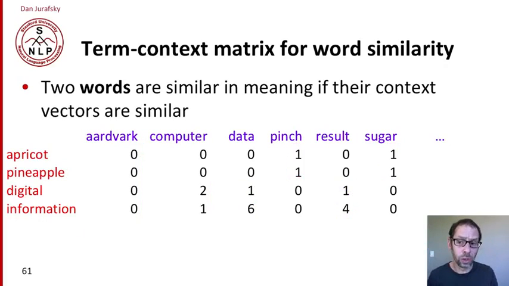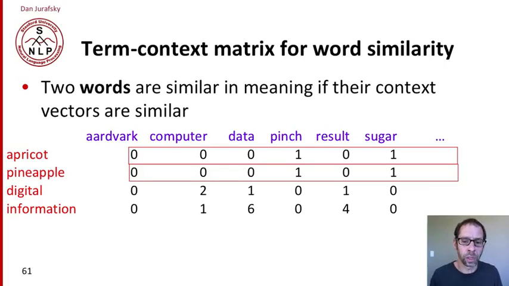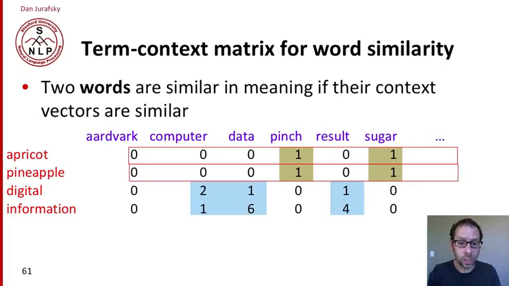Now again, we say two words are similar in meaning if their context vectors are similar. So apricot has a 1 for pinch and a 1 for sugar. Pineapple also has a 1 for pinch and a 1 for sugar and 0 for computer and data. So that tells us that probably these words are similar. Whereas digital and information, their counts occur in other words like computer, data, and result. So they're probably similar as well. Simple intuition, just like what we saw in information retrieval for comparing documents. But now we're comparing words and using a reduced context.